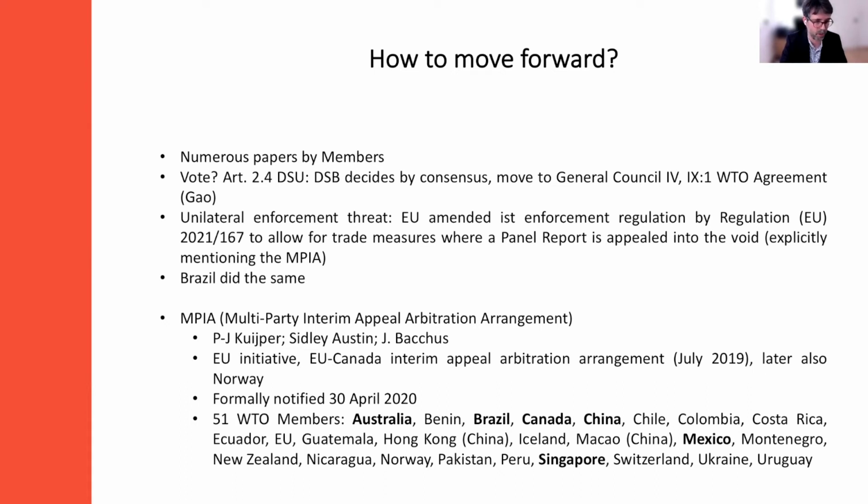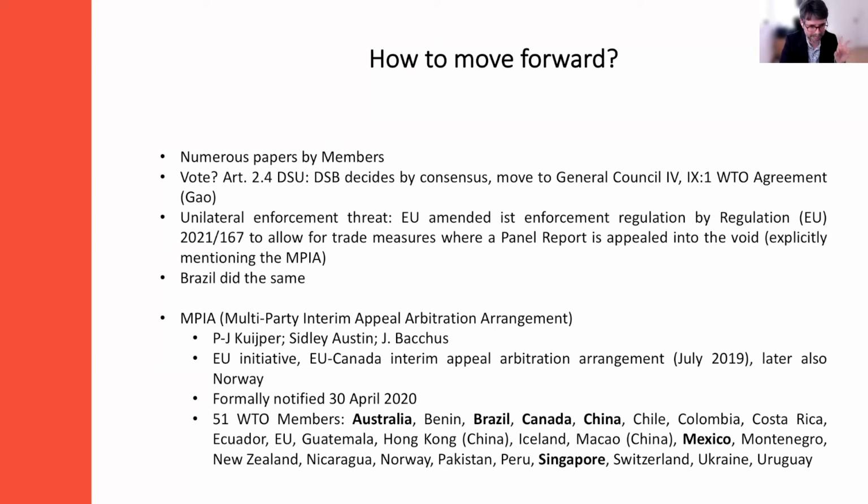So what happened instead was that members started to take their own measures. The EU in particular, as a first step, established a unilateral procedure that if a panel report is appealed into the void, it can act under its enforcement regulation. So it can then take trade measures, basically retaliating against a measure that was found illegal in a panel report that had been appealed into the void. Brazil has by now done the same thing.